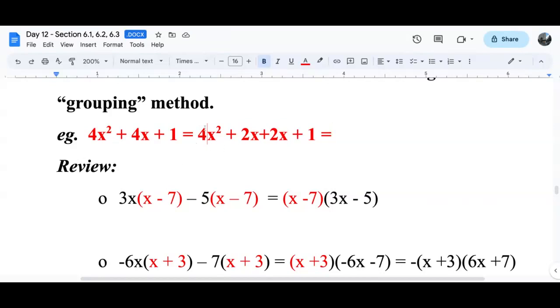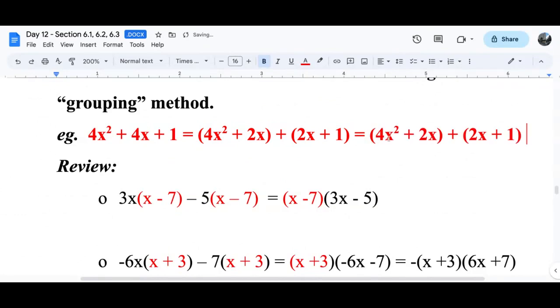Then we group the first two. We put these two in a group, then we put these two in a group. Because everything is positive, we don't need to change signs when we put parentheses around. The first term has a common factor. The first term, we see 2x is a common factor. 2x squared divided by 2x is x. And with 2x factored out, we just have 2x plus 1.